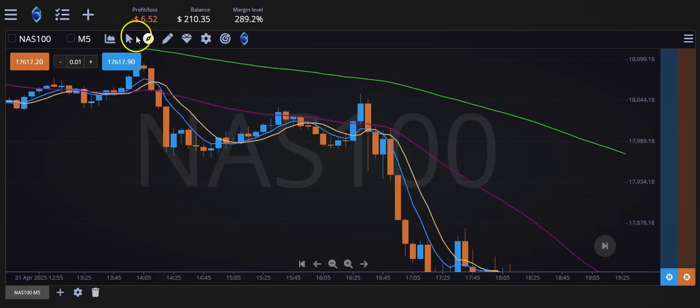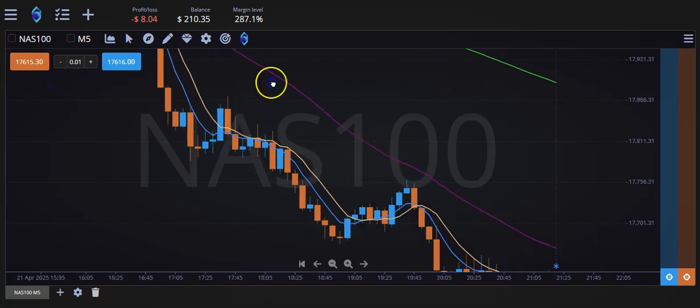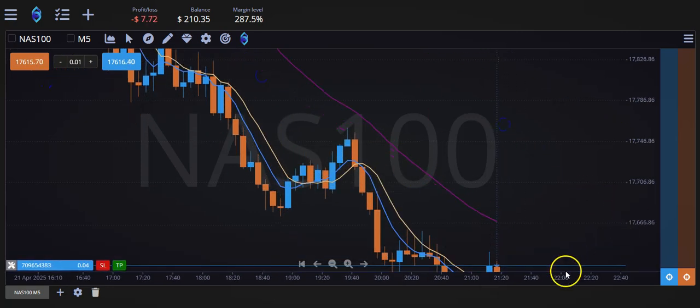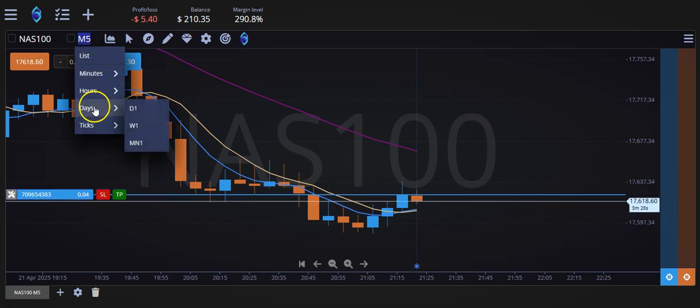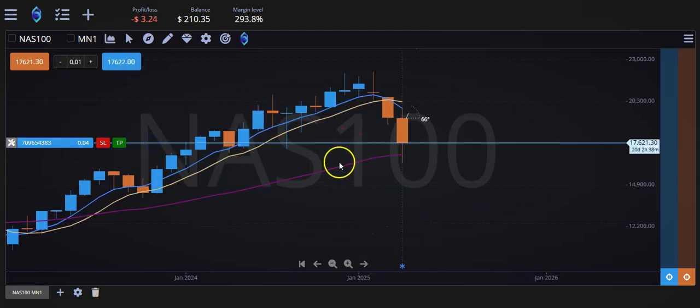Wait a minute. How long has this pattern been taking place? This has to be new. No, this is not new. Just look at a higher time frame.